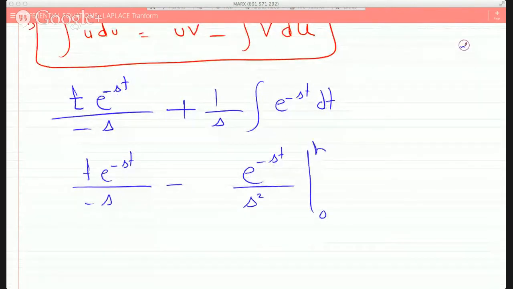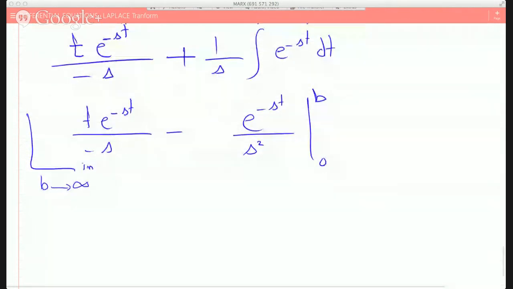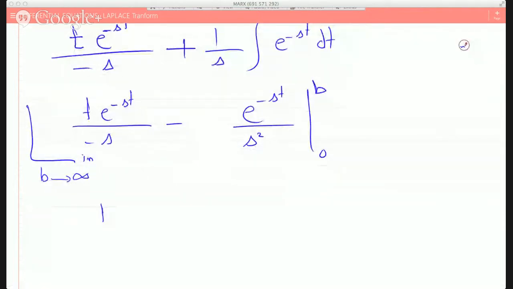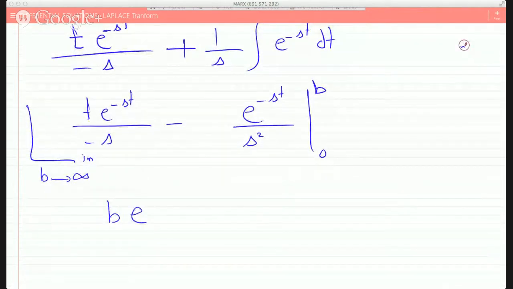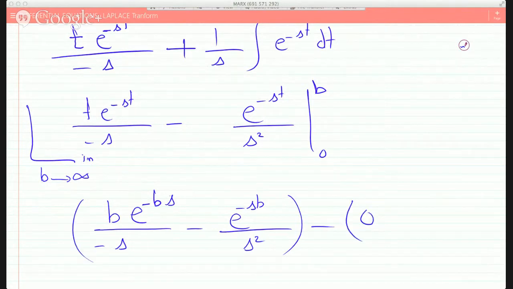And now we will evaluate from 0 to b, and then take the limit as b goes to infinity. Again, this is giving you more practice on using the definition of Laplace to figure out Laplace. Okay, plug it in. So you get b e to the minus bs over minus s, minus e to the minus sb over s squared. That's the upper bound. The lower bound will be 0 because t is 0, and the second one will be minus 1 over s squared.